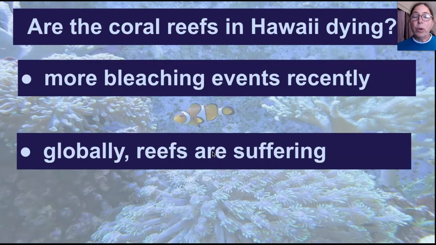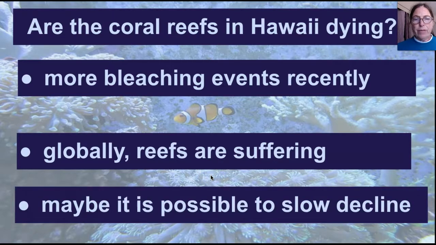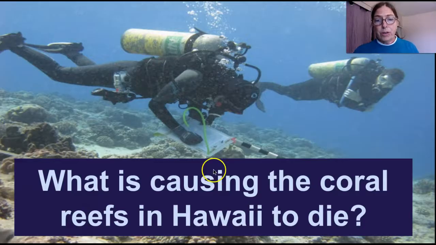I know that there have been more bleaching events recently, and I know globally the reefs are suffering. And I'm thinking maybe it is possible to slow the decline of the reefs in Hawaii, so maybe that should be the focus of my inquiry. So I come up with what is causing the coral reefs in Hawaii to die. Not a question now of is the percentage of live coral reefs going down, but what is the cause of the coral reefs dying? And I can look into that a little bit.